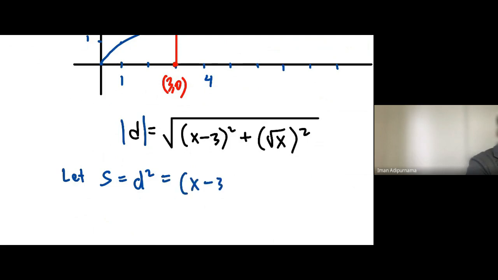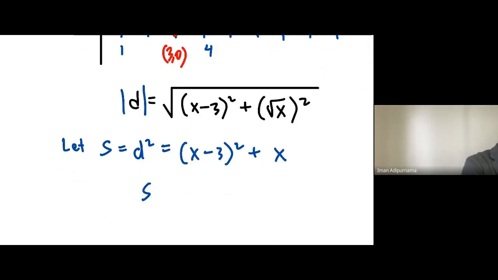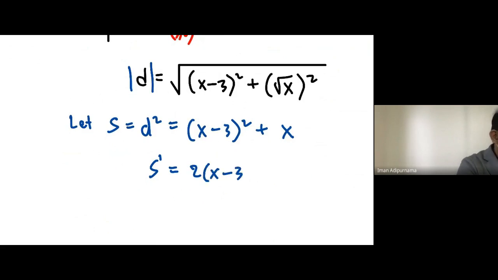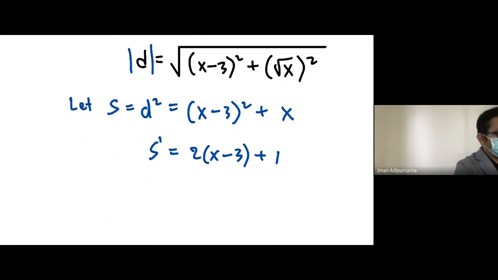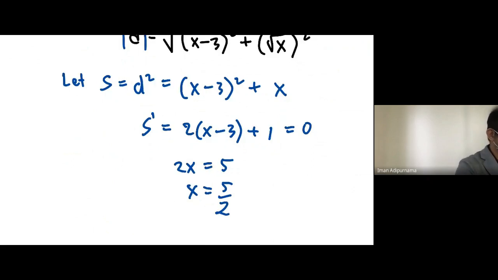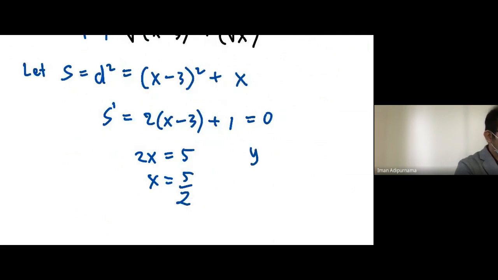So we have s equals x minus 3 squared plus x. And then we can take the derivative of this s with respect to x. So this will be 2 times (x minus 3) plus 1, and this should be equal to 0. So we have 2x minus 6 plus 1 equals 0, so 2x minus 5 equals 0, and x will be 5 over 2, right? And y, of course, will be the square root of 5 over 2.